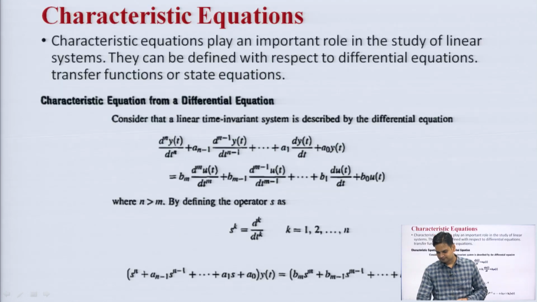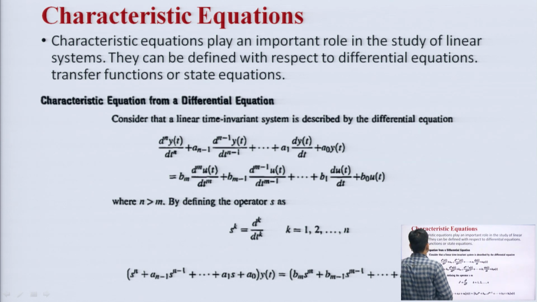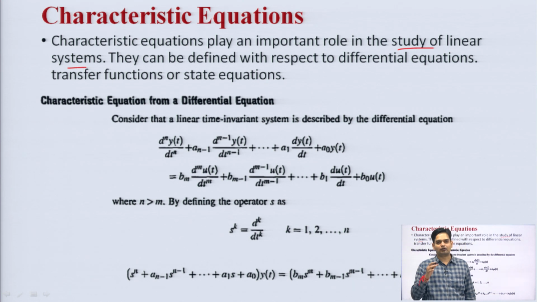Now, we will see the characteristic equation and how we can obtain it. The characteristic equation plays a very important role in defining, or studying, a linear system. Whenever we study the root locus and other properties, in unit 3 or 4, we have to go for this equation. So, we will see how we can obtain it by various methods.